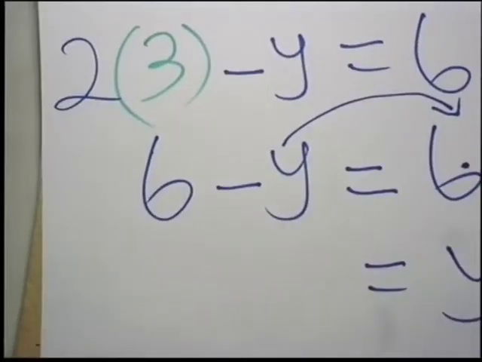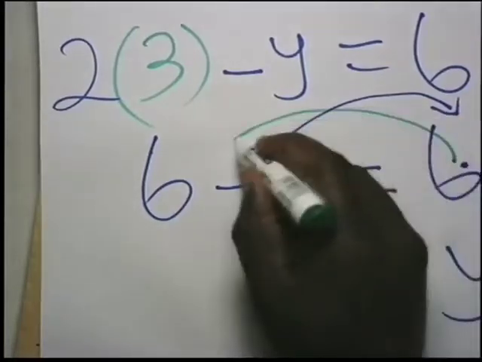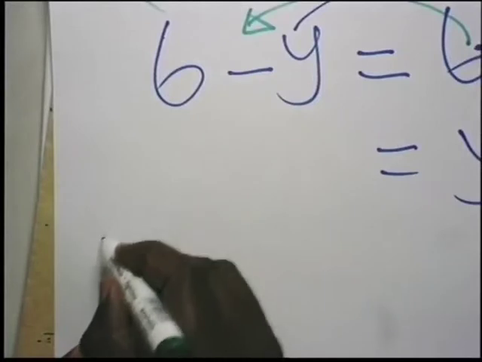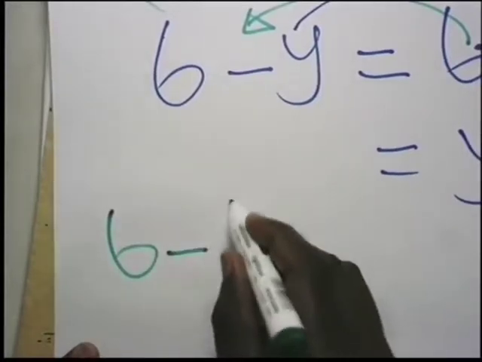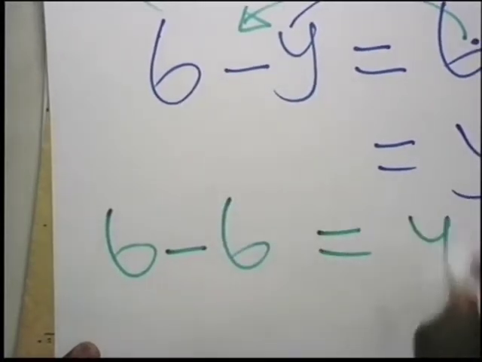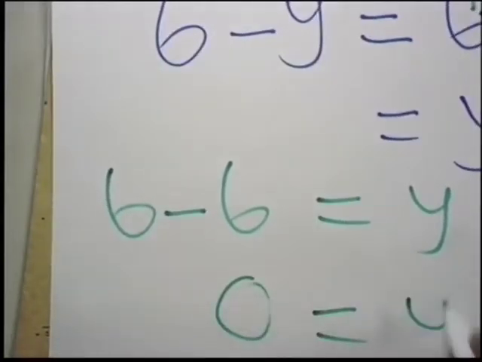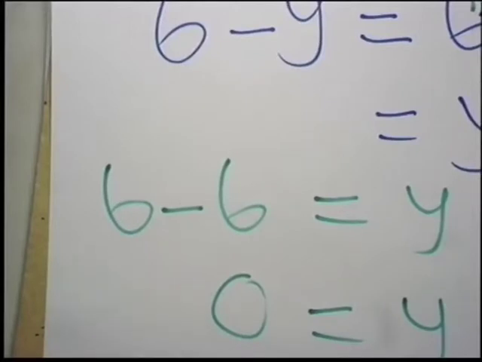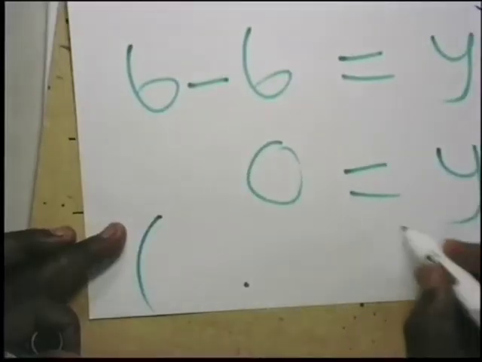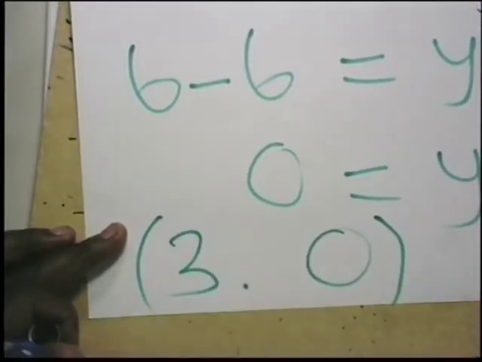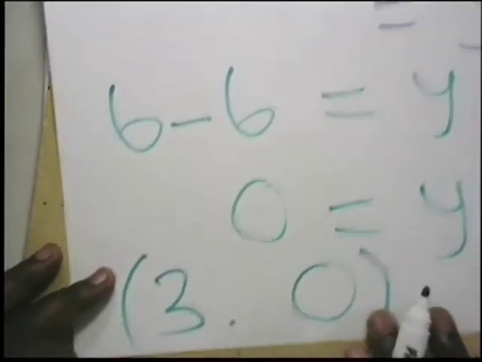So, if I move this 6, it crosses the equal sign, it becomes negative. So this side will now be 6 minus 6 is equal to my y. Now, here it becomes 0 equals y, which means I now find what? My y. When my x is 3, so my points here, if y is 0, x will be 3. I hope that is clear.